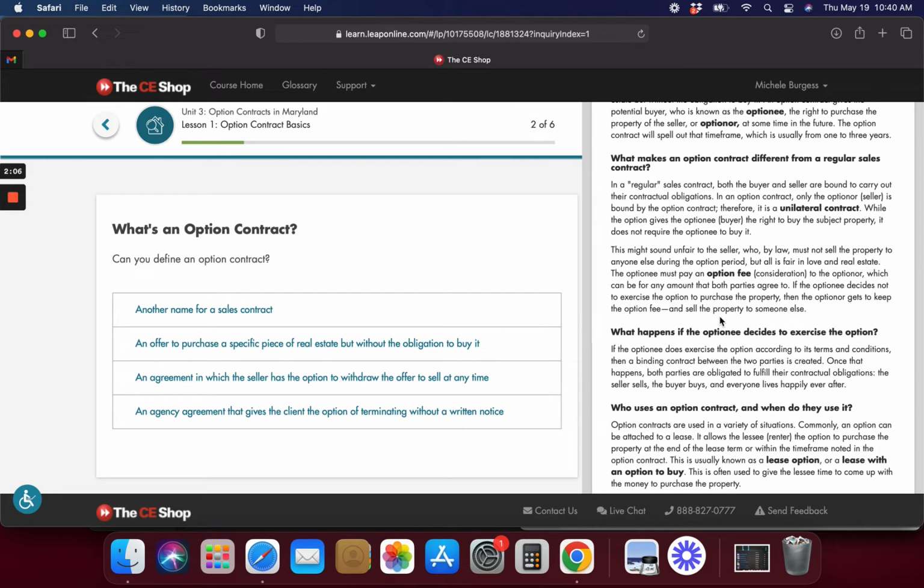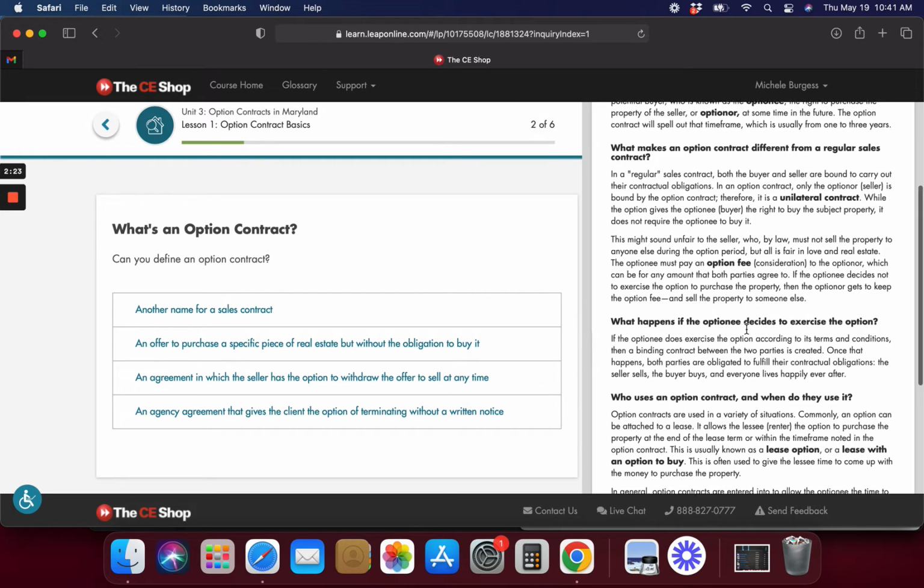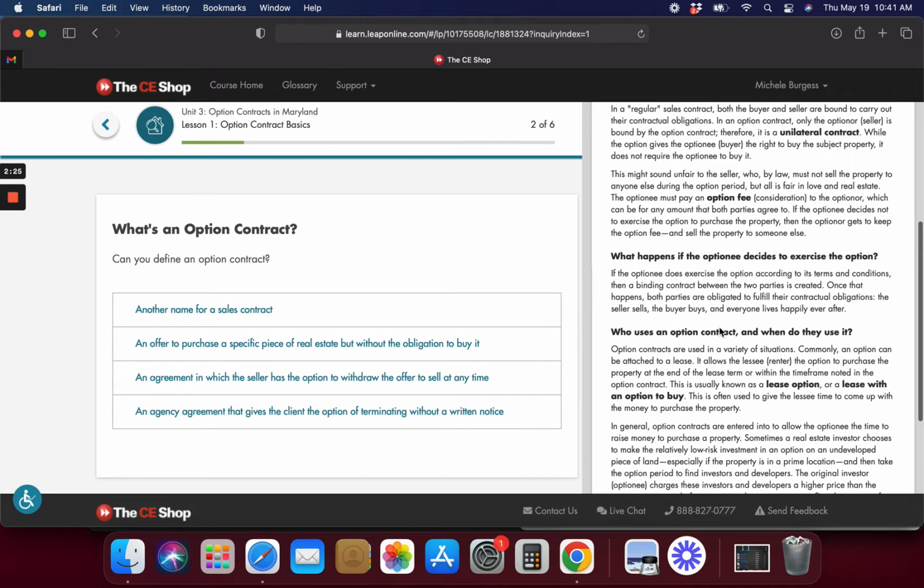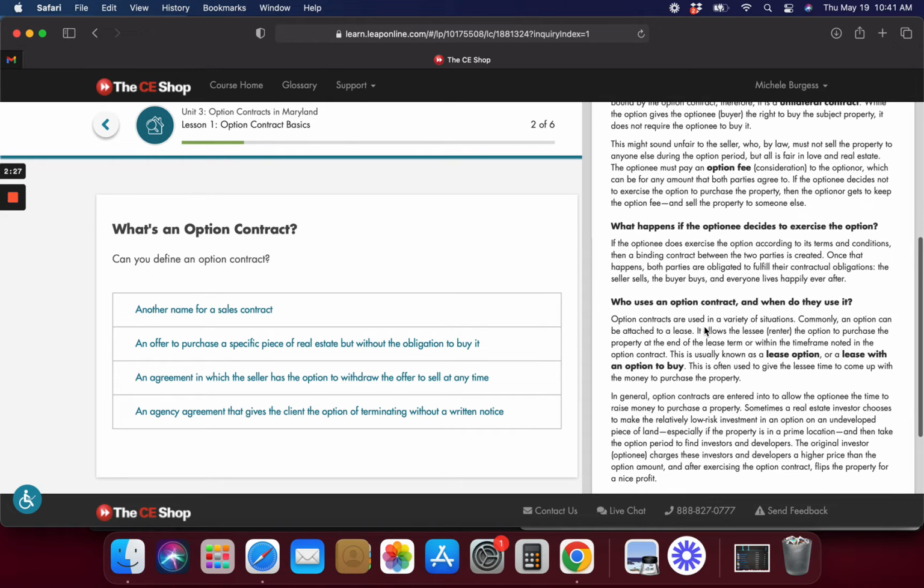The optionee must pay an option fee to the optionor. So the buyer must pay a fee to the seller so that the seller will not sell it to anybody else while they're using it. And just like I said a minute ago, it's like renting to own. I can see that would make perfect sense.